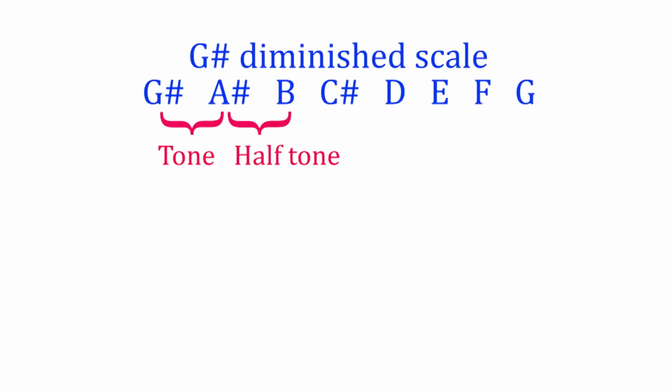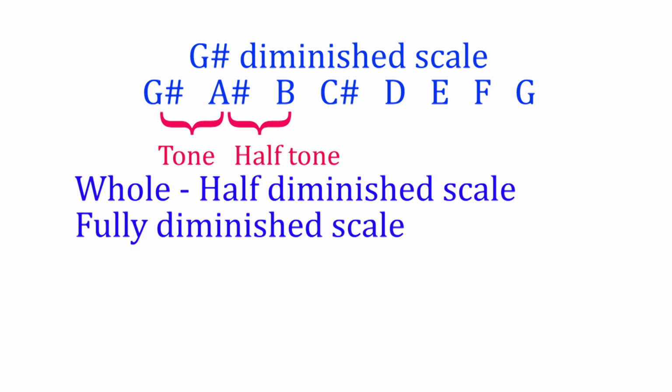Lastly, I started this video by saying the diminished scale follows a pattern of tone, half tone, tone, half tone, etc. This gives the scale its other name of the whole half diminished scale or fully diminished scale. Some musicians argue that there are 2 types of diminished scales. The other follows the pattern of half tone, tone, half tone, tone, and as a result is called the half whole diminished scale or the dominant diminished scale, dom-dim for short.